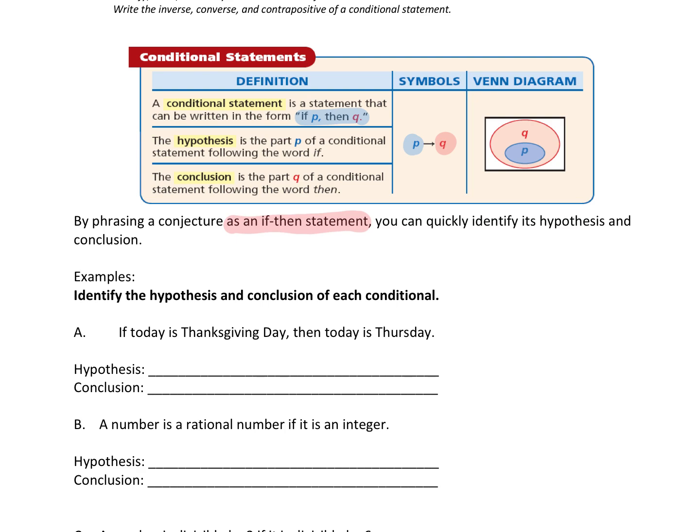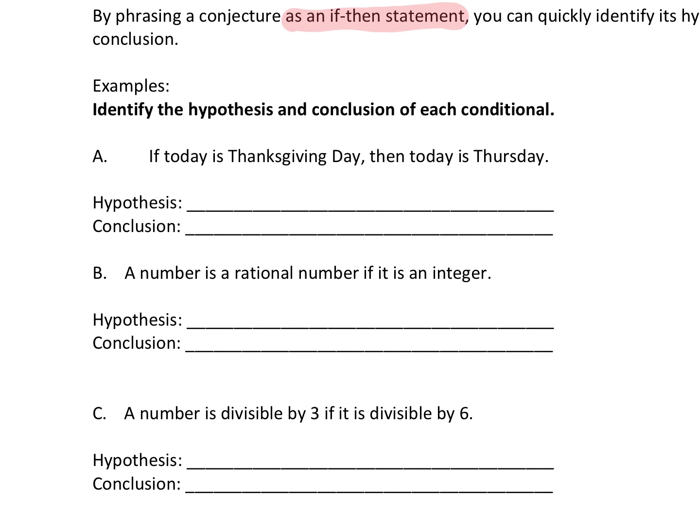So let's think about some examples here. So here we have an if-then statement. So we know that the first part after the if is going to be our hypothesis. Today is Thanksgiving. So that would be the hypothesis. Today is Thanksgiving. And then the conclusion of this if and then statement would be coming after the then part. Today must be or is Thursday.